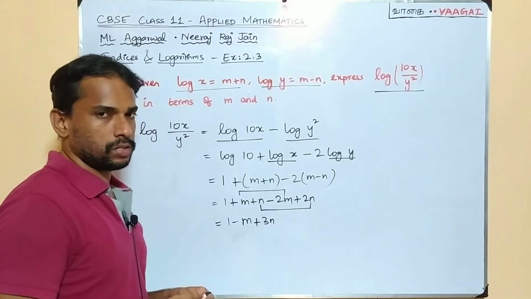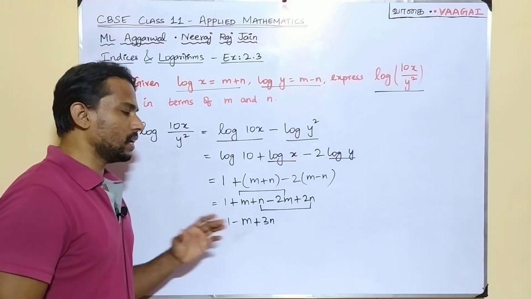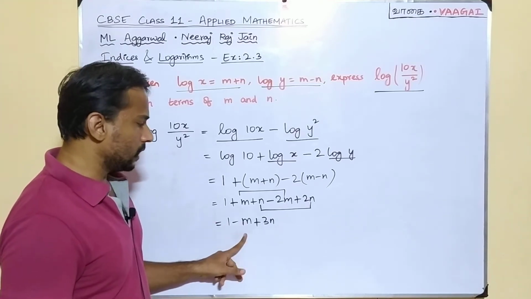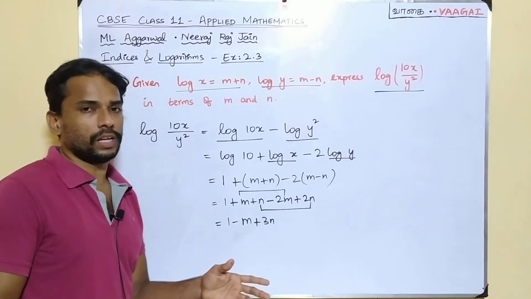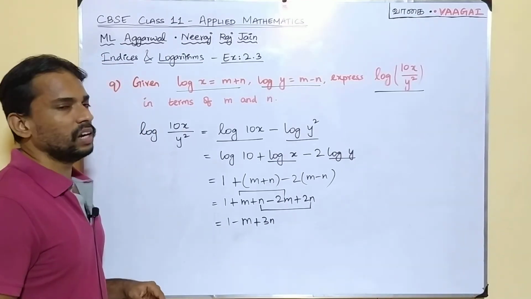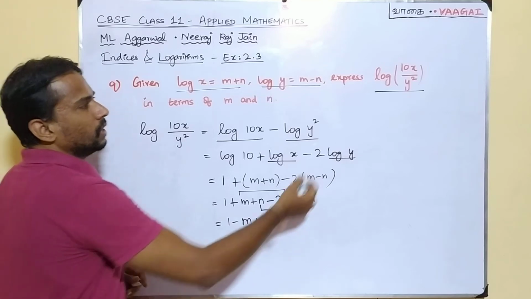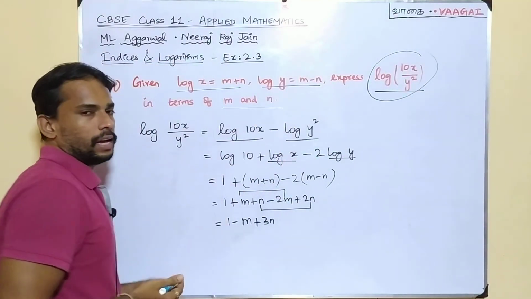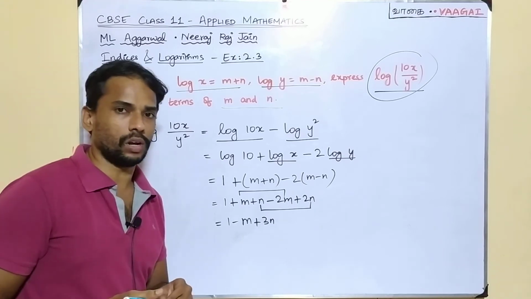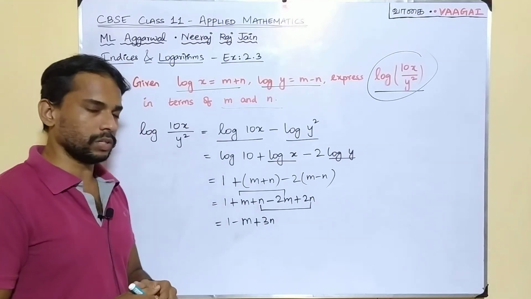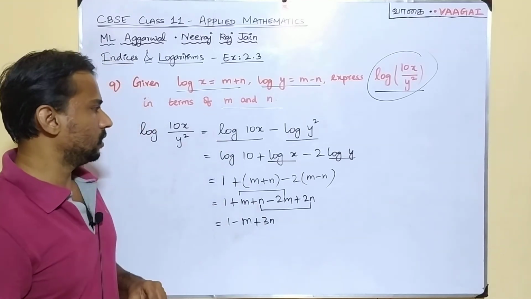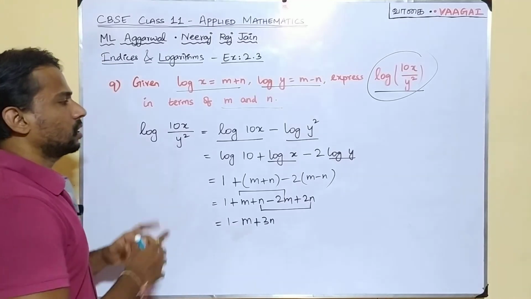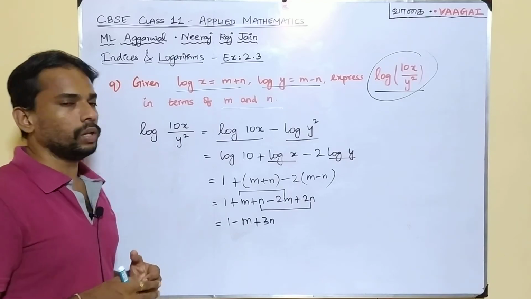Is the point clear? I hope you are able to understand this. So that's it. Finally we got the answer as 1 minus m plus 3n. This is going to be the answer for this question. So finally we have successfully expressed this expression in terms of m and n, as it is asked in the question. We are able to get the answer for the question. So just see the steps. Now we'll move on to the next question.